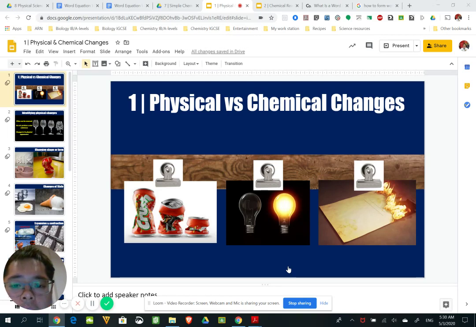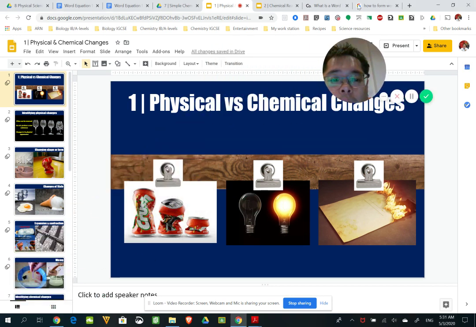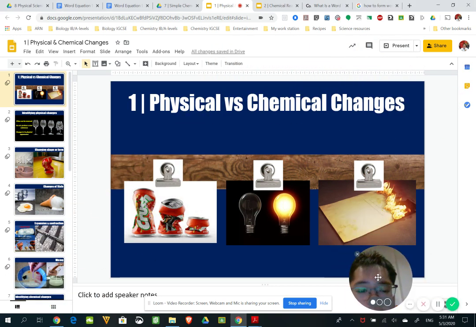Morning, everyone. This is the start of our new topic of simple chemical reactions. The first topic that we're going to do is the difference between physical and chemical changes. I did ask you the other day to read through this topic and place it in a table form to compare the difference between physical and chemical. So today we are basically going to discuss what the difference is between a physical and a chemical reaction.